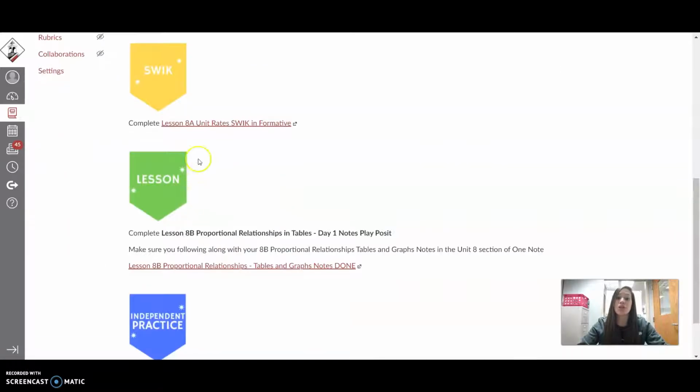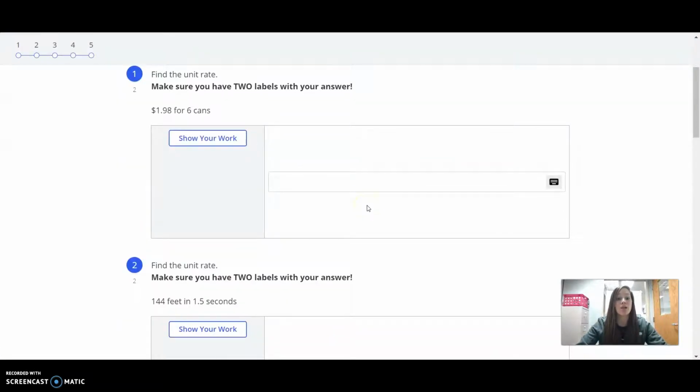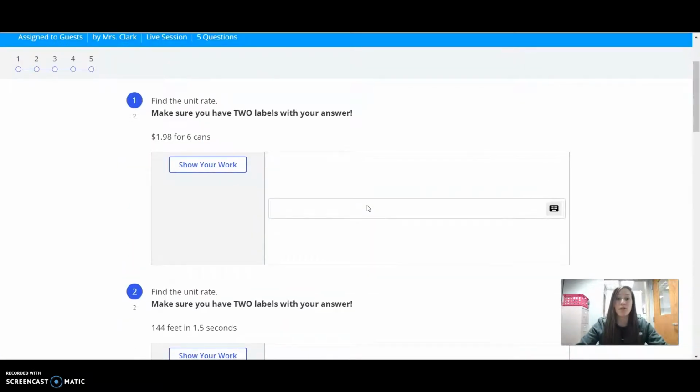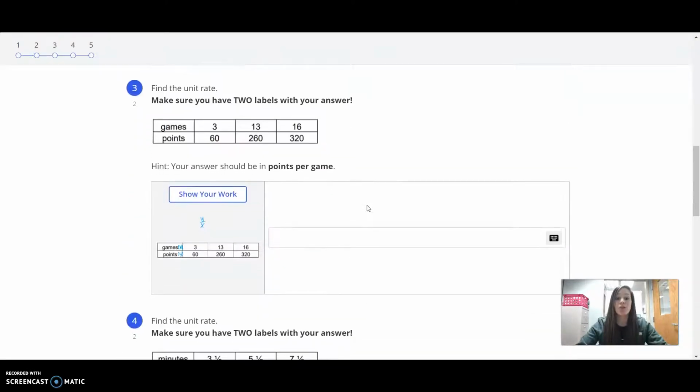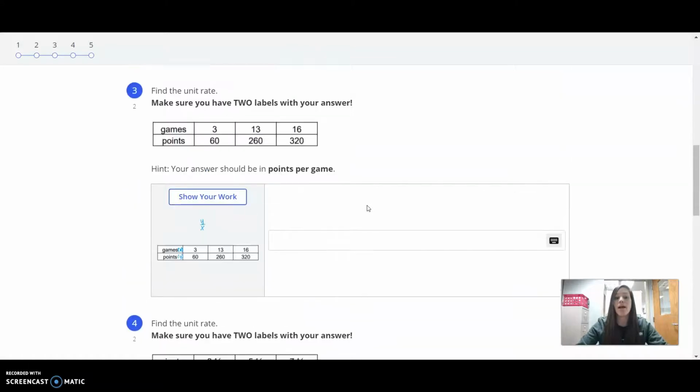The second thing you see here is your SWIC over unit rates. When we were in class, we talked about how to find unit rates from words, from tables, and from graphs. Your SWIC today does the same thing. You have two of them where you have to find the unit rates from words, two of them from tables, and one of them from a graph.